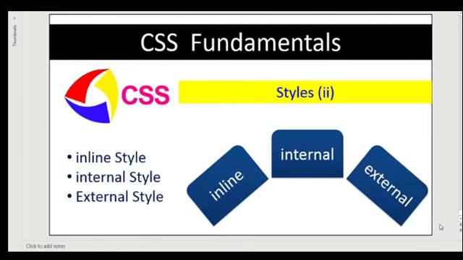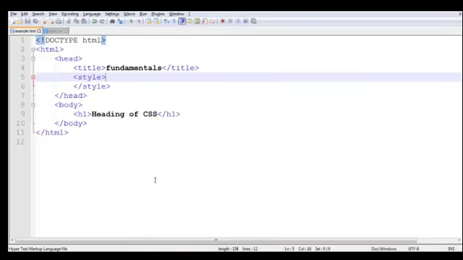Hi, in this video I am going to talk about CSS fundamentals, which includes style types in CSS. We have three types of style in CSS: inline style, internal style, and external style. We can also call them inline CSS, internal CSS, and external CSS. So let's see the example. I am going to implement all three types of styles in this example.